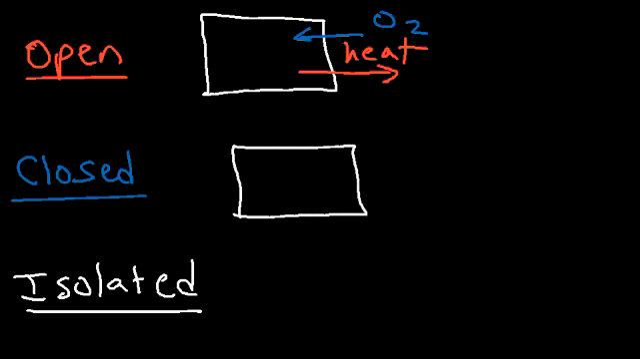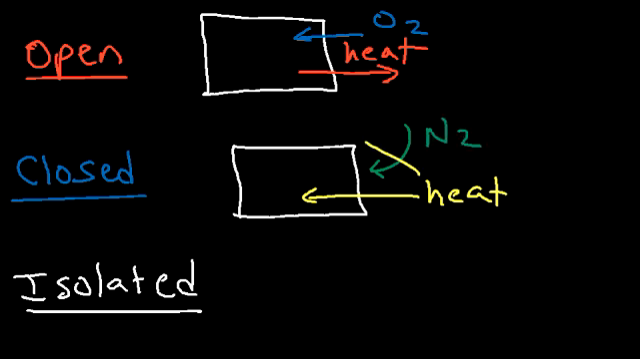In a closed system, energy can flow into and out of the system. So heat energy can flow into the system, which is going to be an endothermic process. But a gas molecule like nitrogen cannot enter a closed system, nor can it leave a closed system. So in a closed system, heat, or any form of energy, can go into and out of it, but mass, like matter, can't flow into or out of a closed system.